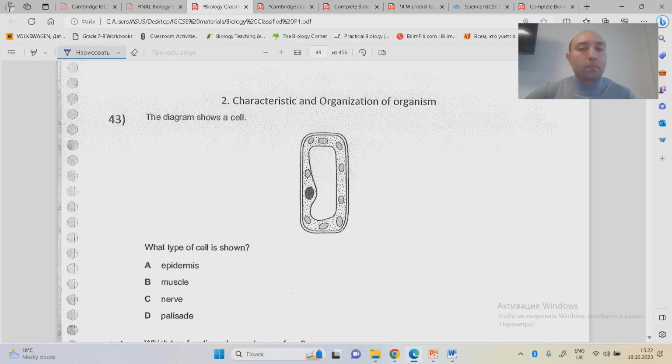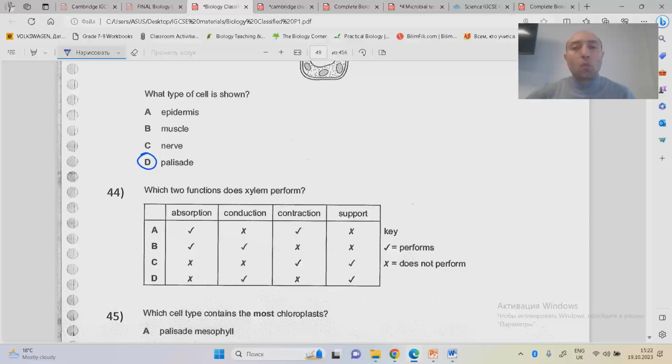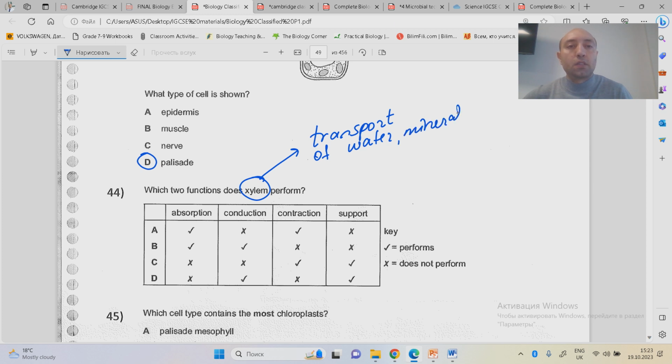So in here you can see palisade cell, and answer of course is D. Which 2 functions does xylem perform? So guys, maybe you remember from science courses from the biology that xylem is needed for the transport of water and minerals. So its main function is transport of water and minerals. In here we have, instead of transport, they took conduction because conduction is also related with the transport. So we will have conduction. So let's eliminate A and C as a result.